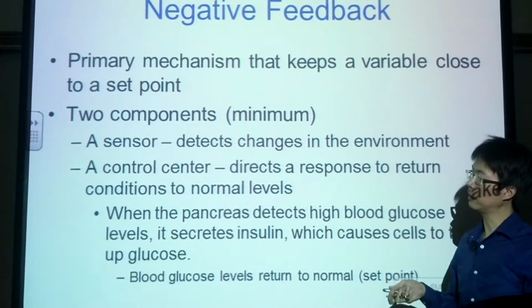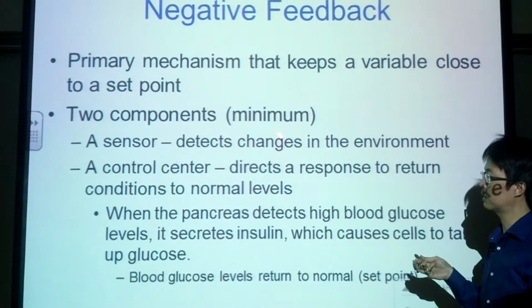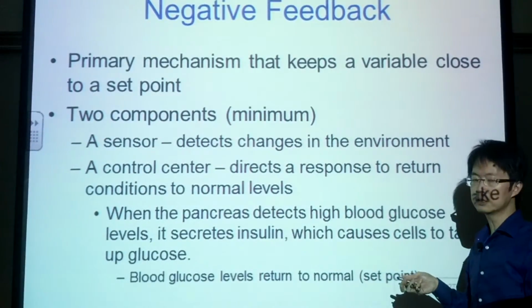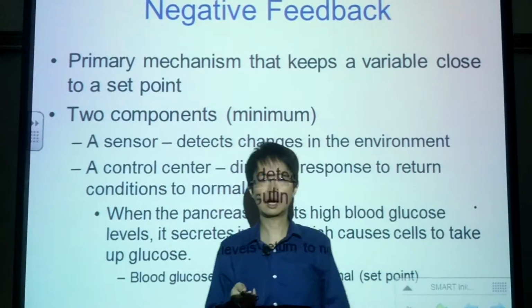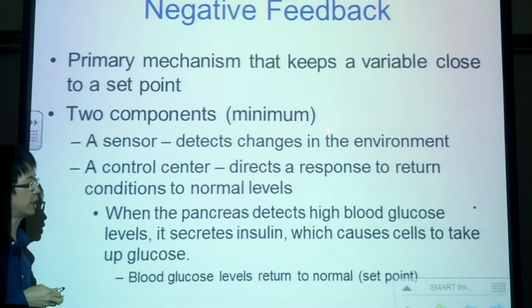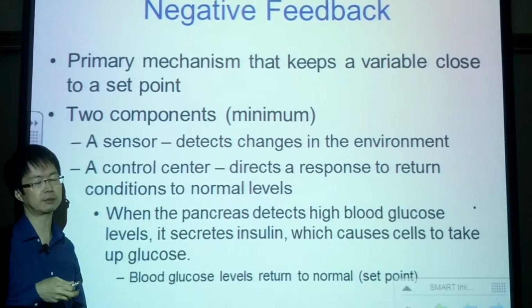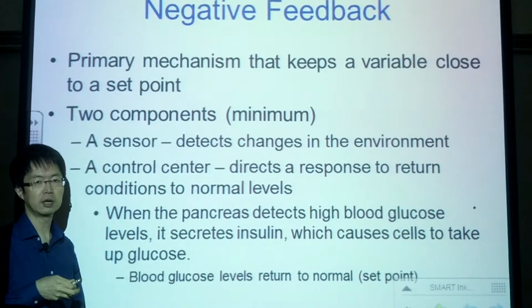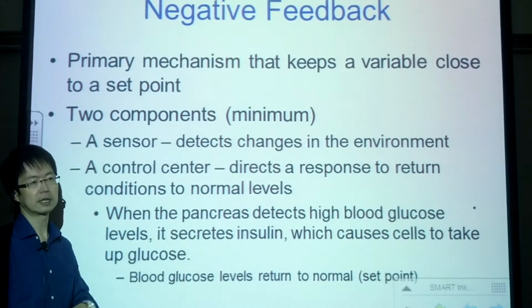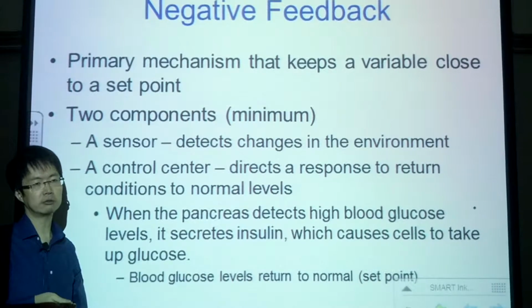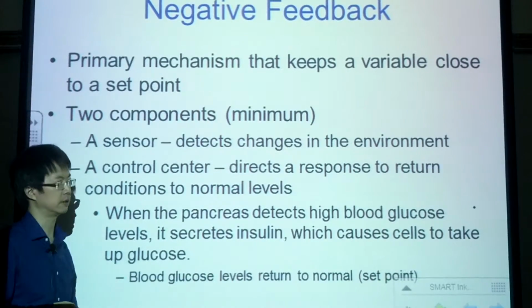In negative feedback, we have a minimum of two components. One is a sensor. A sensor is usually a receptor, a receptor that can detect changes in the environment. For example, the temperature receptor on our skin can detect the temperature outside of our body in the environment.